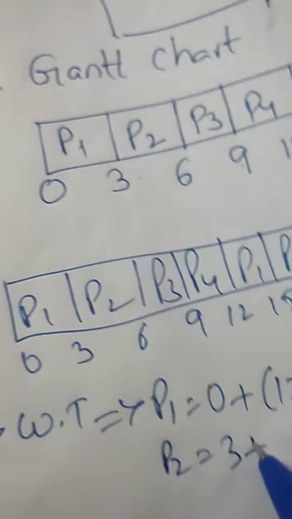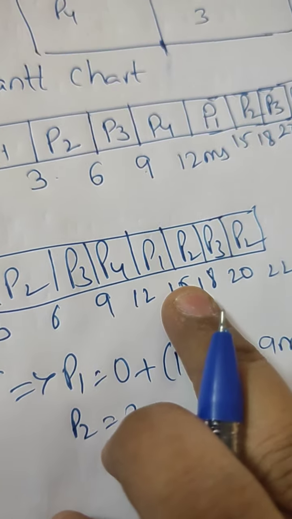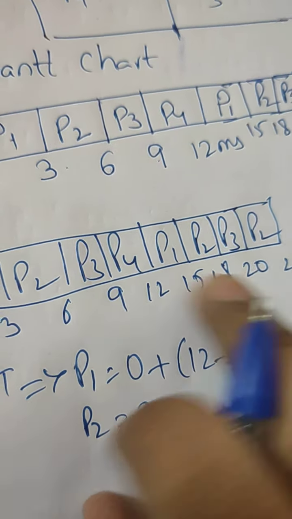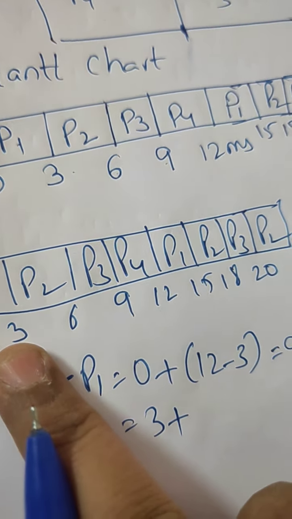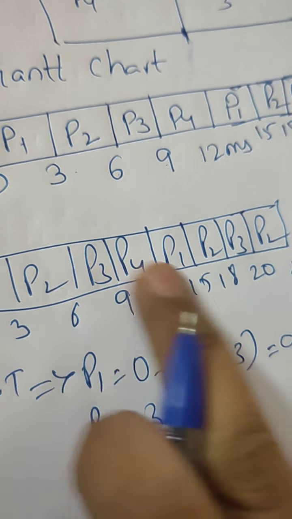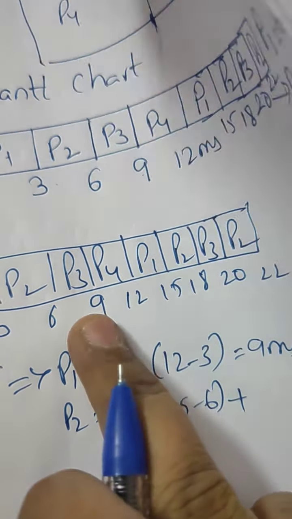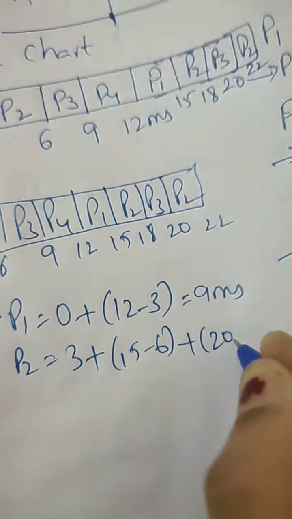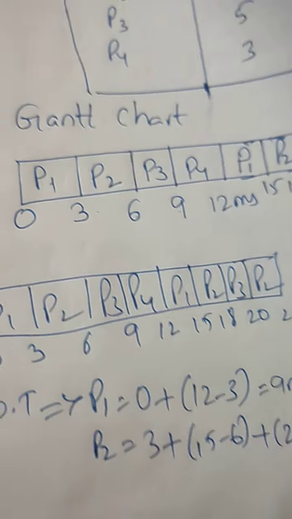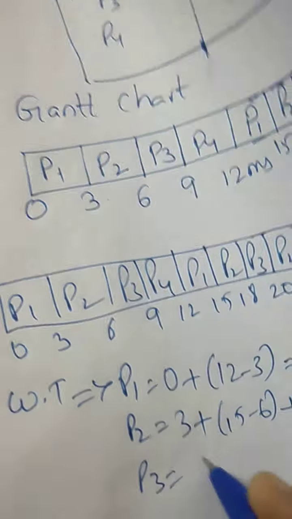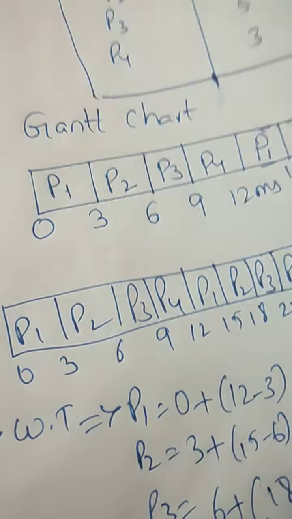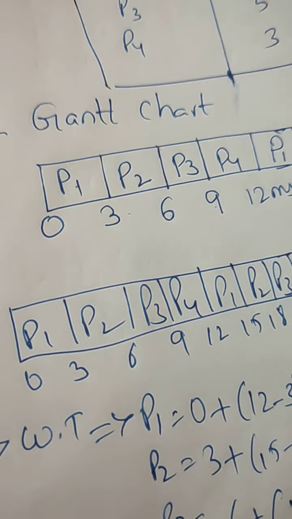Similarly, P2, 3 is the waiting time, but observe here 15 is the waiting time, 20 is the waiting time, also 6 is there. Means here what happens, 3 plus from 6 to 15 it is waiting, means 15 minus 6, plus again 20 to 18 it is going to wait, means 20 minus 18. It becomes 17 milliseconds. Which one? P2. P3 is 6 plus, here 18 is there, waiting time. From 18 it has been waited up to 9. So it becomes 15 milliseconds.